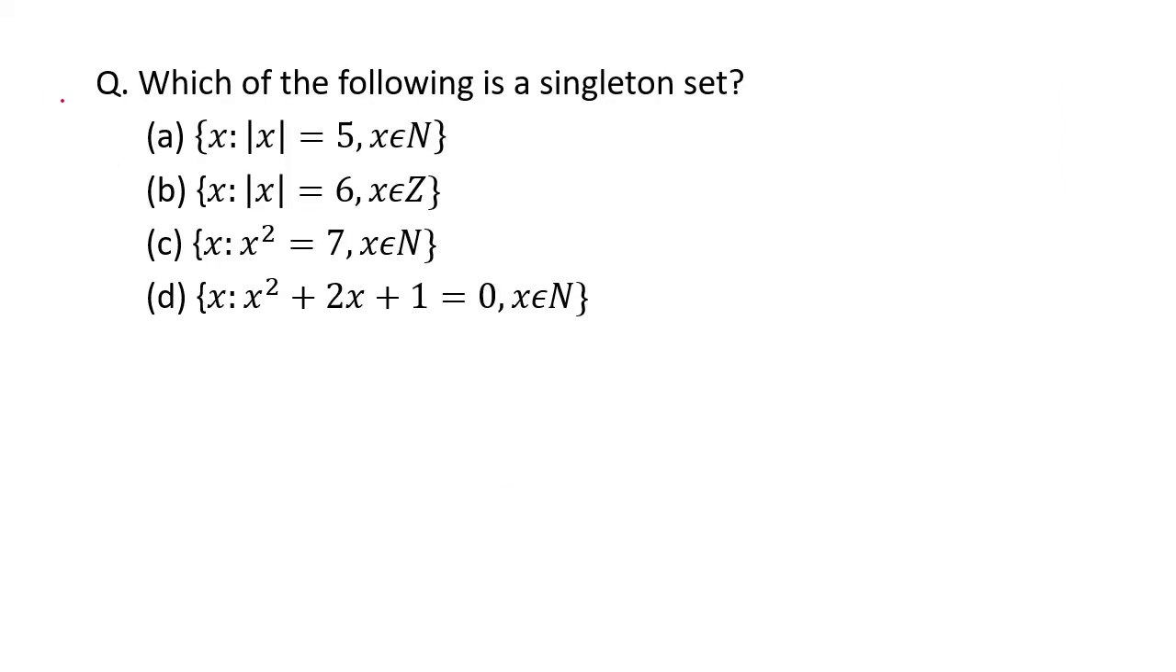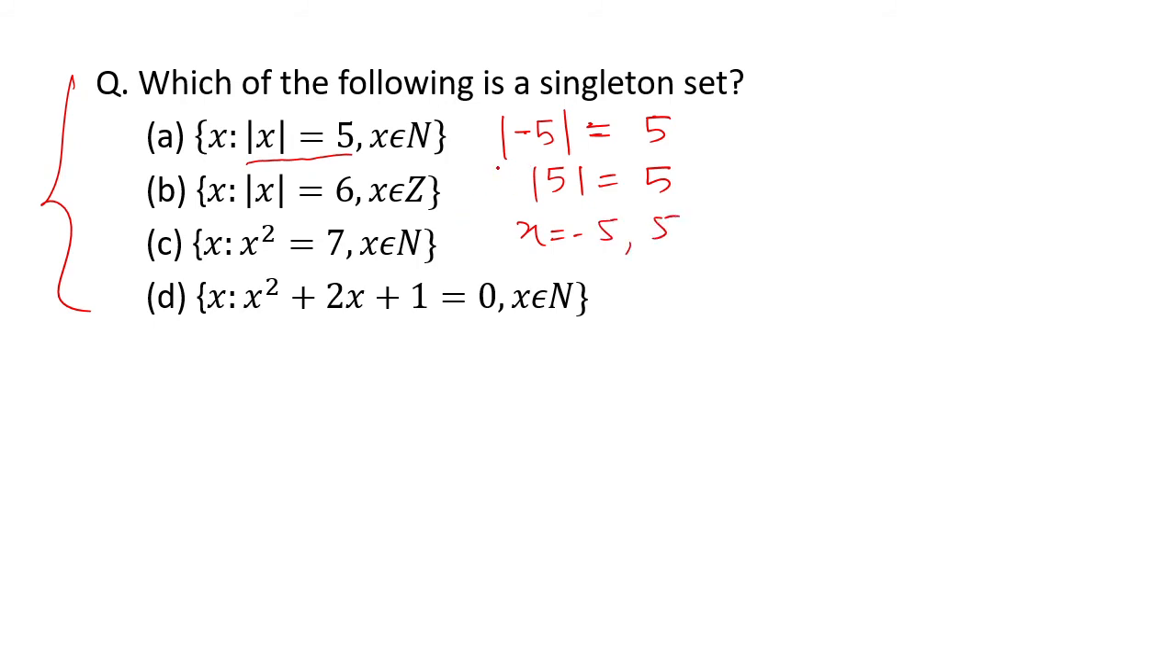Okay, next is a very important example. Which of the following is a singleton set? First one, is the first one a singleton set? Check. So what condition is given? The modulus of x equal to 5. Okay, what are the possibilities of x? -5 is a possibility of x, because if you take the modulus of -5, then it will be 5. If you take the modulus of 5, then it will also be 5. So the possibilities of x are -5 and 5.